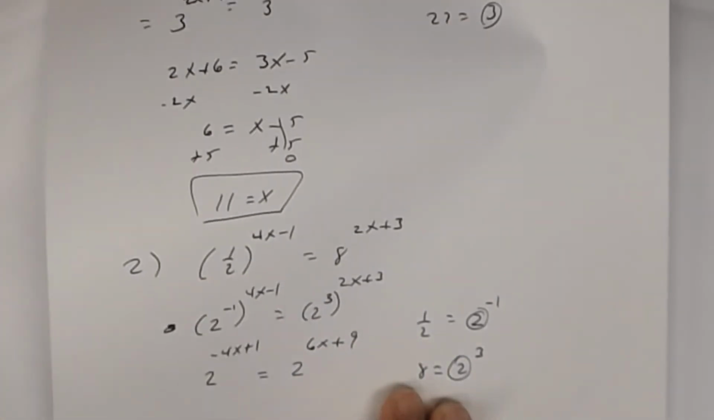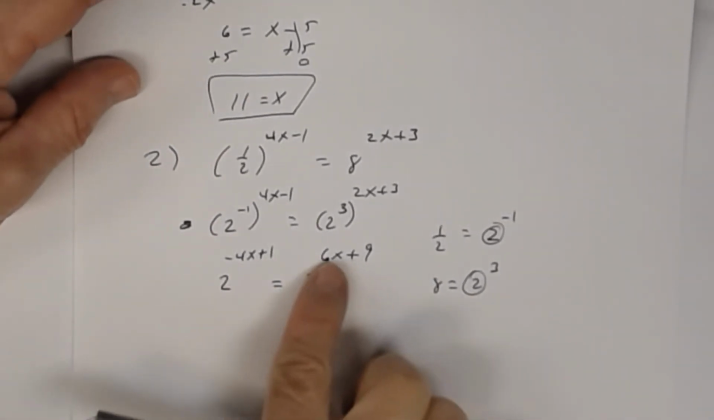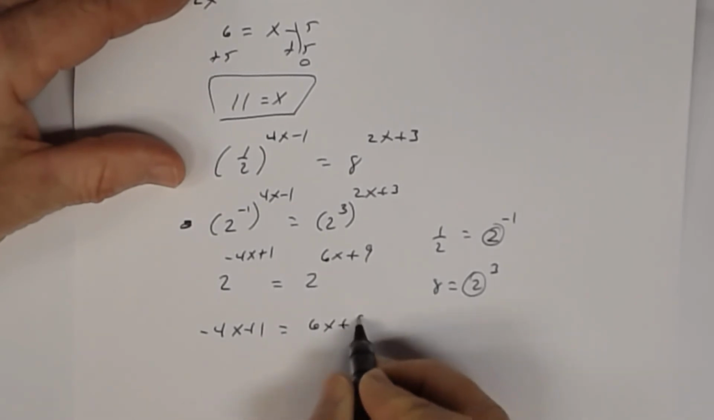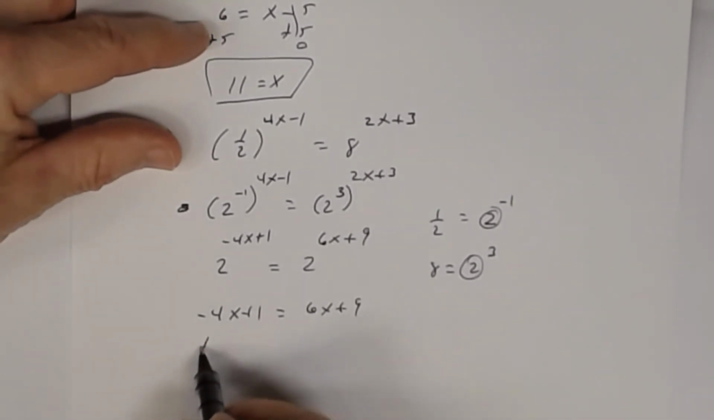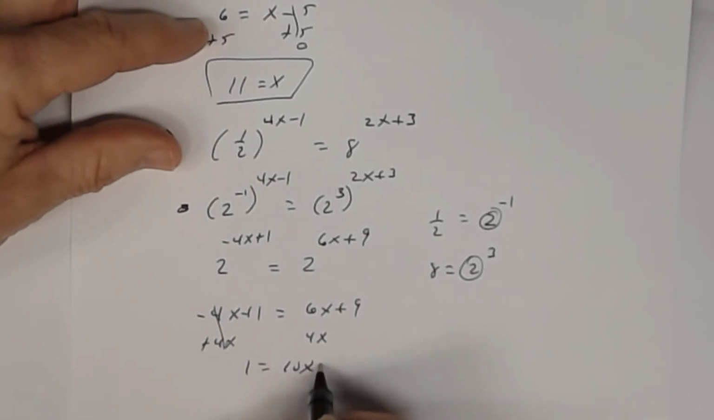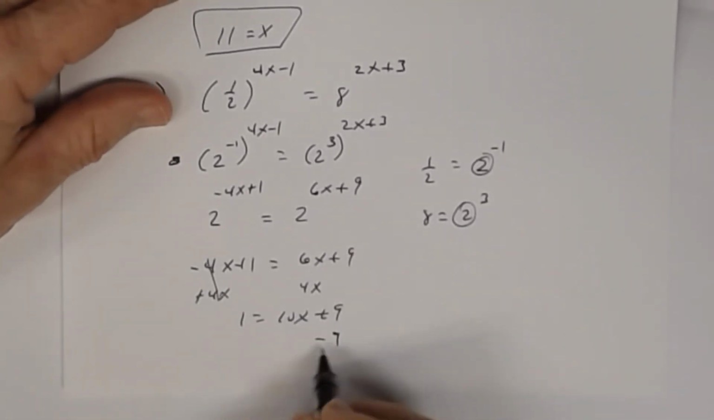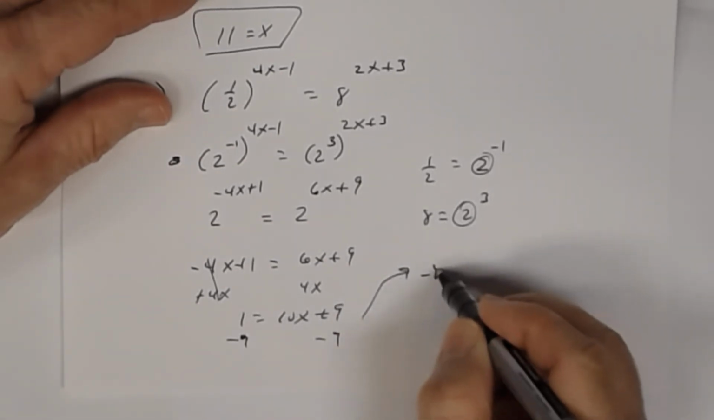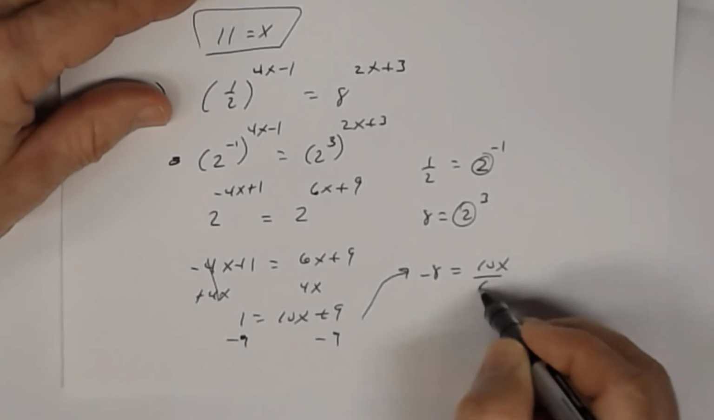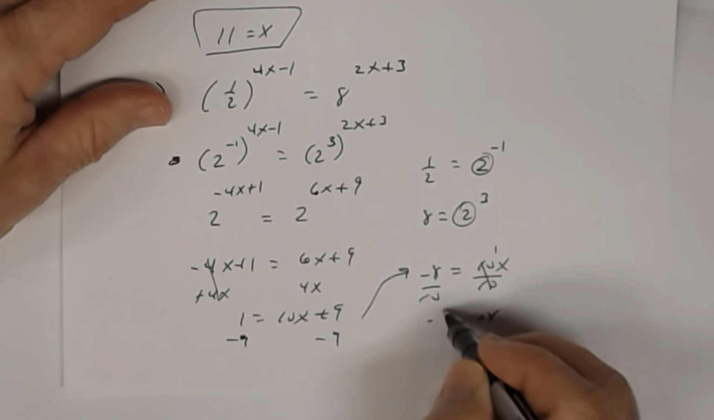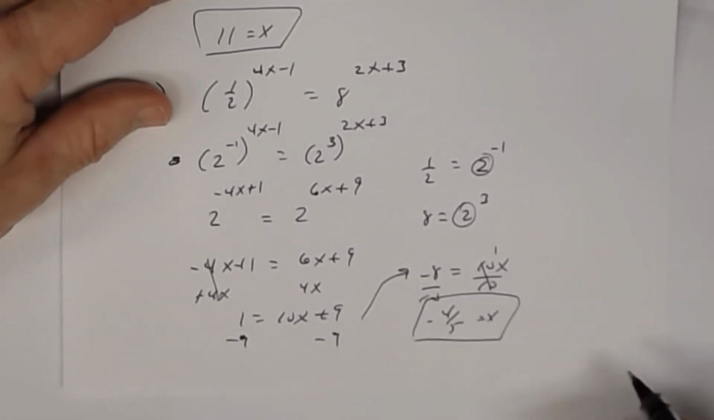And so now, since the bases are the same, I can set those exponents equal to each other. So negative 4x plus 1 equals 6x plus 9. Let's go ahead and add 4x to both sides. And so since that's a linear equation, I'm going to have 1 equal 10x plus 9. And then subtract 9 from both sides. Combine like terms, I get 1 minus 9 is negative 8 equals 10x. Divide by 10. I get x to be, reduced, negative 4/5. And so that's your solution there.